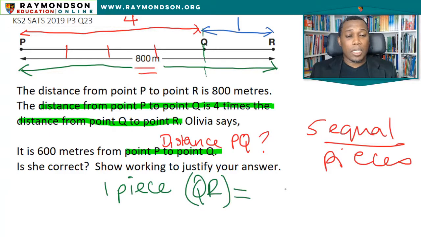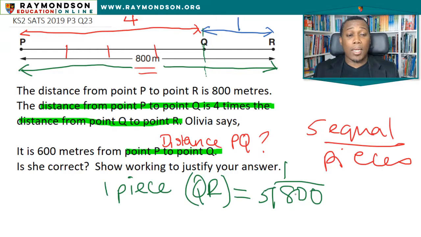QR is going to be equal to 800 divided by 5. I'll use my bus stop method. How many 5s are in 8? 1, remainder 3. How many 5s are in 30? That will be 6. So 16. And then I have a 0 remaining. How many 5s are in 0? 0. So 800 divided by 5 is going to give me 160. That means that this length here is 160 meters.